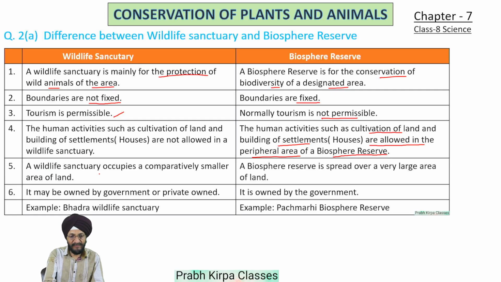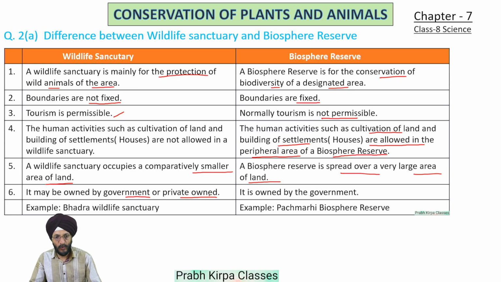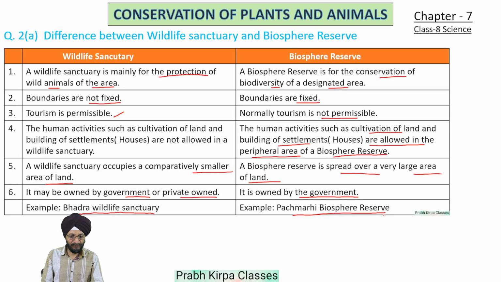Next, a wildlife sanctuary occupies a comparatively smaller area of land. A biosphere reserve is spread over a large area of land. A wildlife sanctuary may be owned by a government or it may be privately owned. A biosphere reserve is owned by the government. An example of a wildlife sanctuary is Bhadra Wildlife Sanctuary in India. An example of a biosphere reserve is Pachmarhi Biosphere Reserve in India.